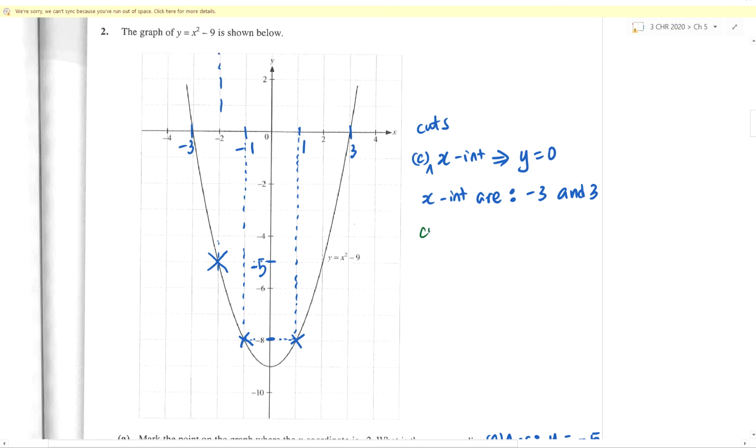Next, when it cuts the y-axis, it means that x has to be equal to 0, because our y-axis is a vertical line. And this vertical line is a block. It is block 0. In other words, x equals 0. The graph cuts at this point. So this is our y-intercept. Y-intercept is -9.